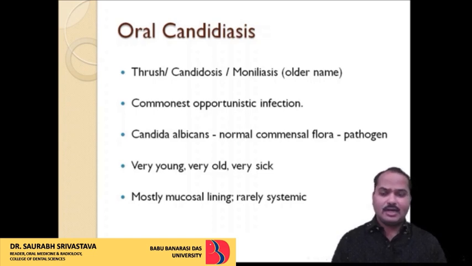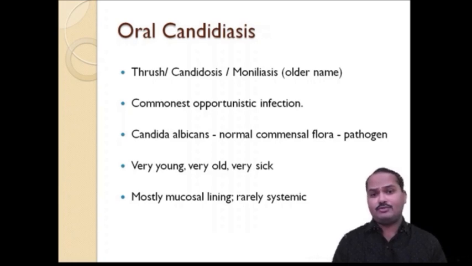Other names for this disease are oral thrush, candidiasis, and the older name was moniliasis. It is one of the commonest opportunistic infections. As you know, when the opportunity arises for this infection, it occurs in an individual. The various predisposing factors will be taken up later on. The most common organism is Candida albicans, which is also normal commensal flora, and it becomes a pathogen when it gets an opportunity.